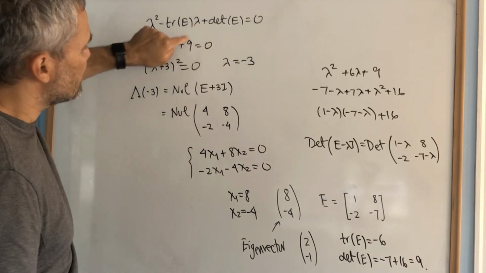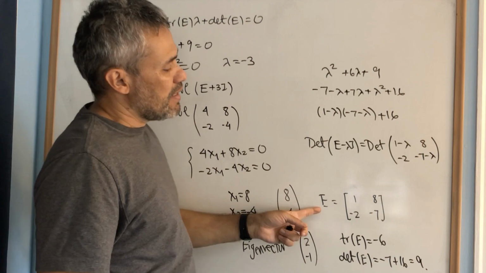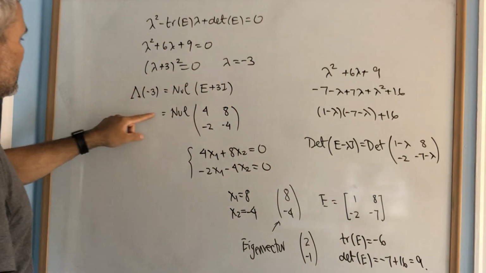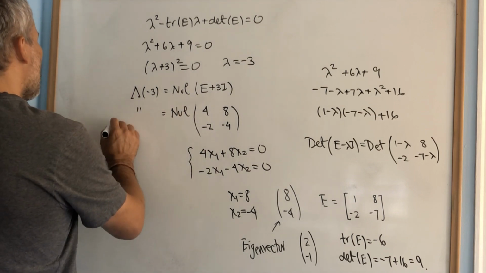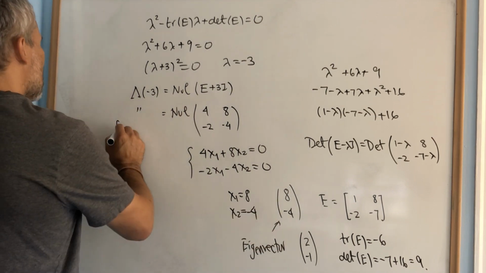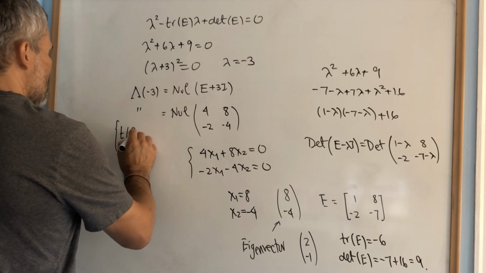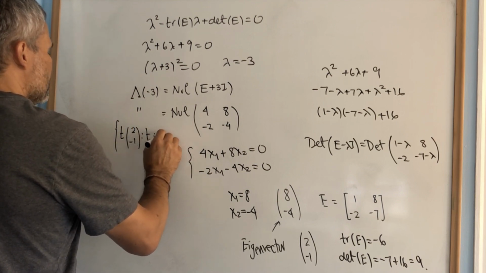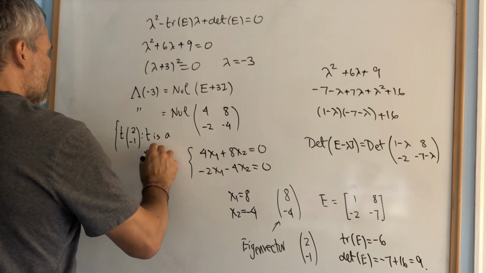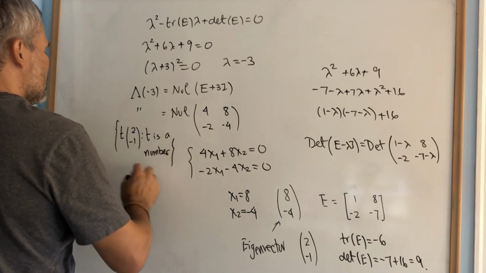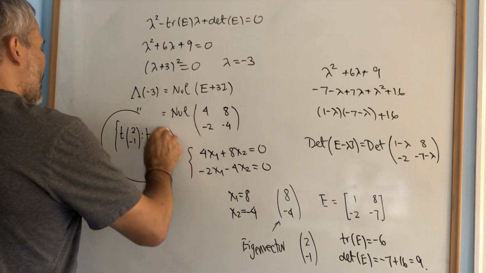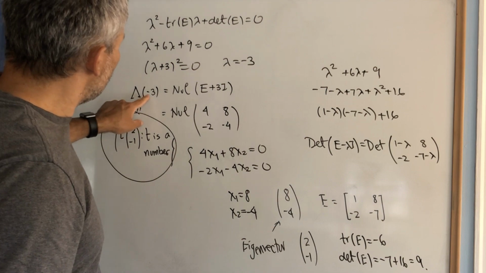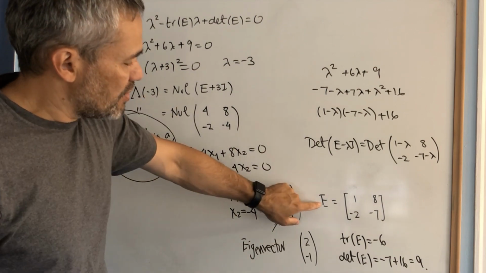In this case, this matrix has only one eigenvalue, and it's this. And then the null is just going to be the multiples of that vector. The t's times 2, negative 1, such that t is a number. This is the eigenspace of the eigenvalue negative 3 for this matrix E.